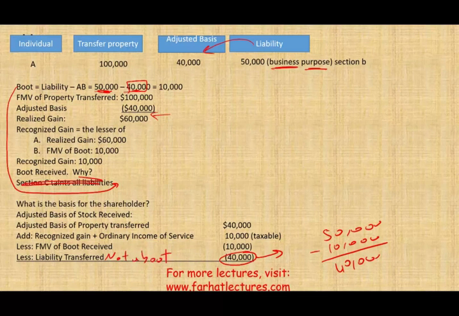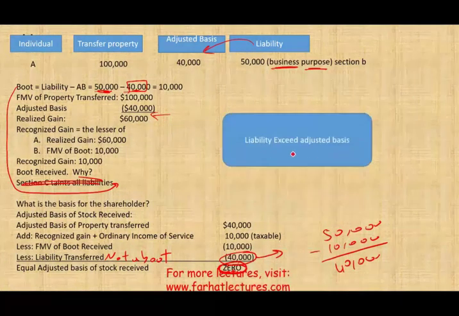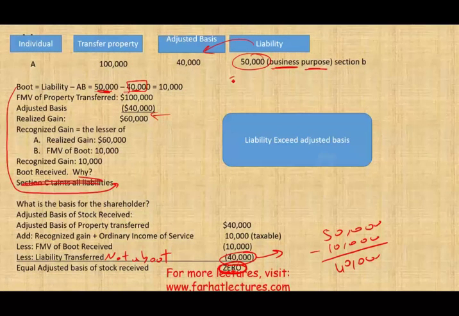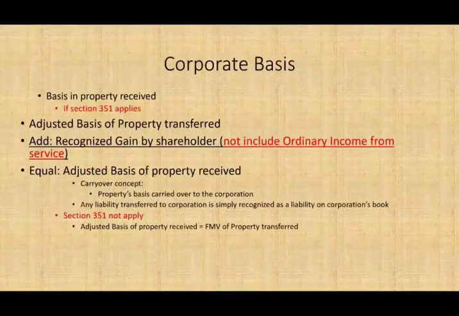Remember, when we have both sections apply, section B will win. Simply put, the adjusted basis is 0. Simply put, we cannot go below 0 under the adjusted basis. So in this situation, we have an example where the liability exceeds the adjusted basis, but remember, the $50,000 has a business purpose. Therefore, only $10,000 of it is boot, and the remainder will be a business purpose. And if the liability is business purpose, remember, we subtract the liability transferred.